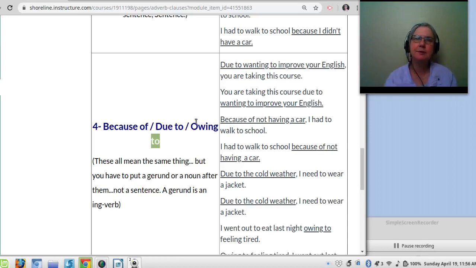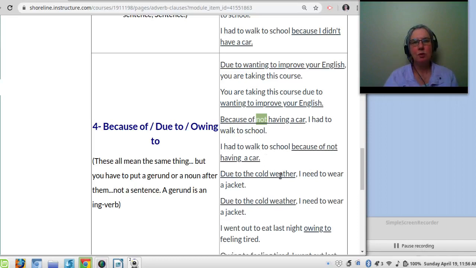So let's read the examples. Due to wanting to improve your English, you are taking this course. You are taking this course due to wanting to improve your English. Because of not having a car. So if I have an ing verb, which I must have if I want to use a verb after because of, and if I want to have a negative, I just put not right there. Because of not having a car, I had to walk to school. I had to walk to school because of not having a car.